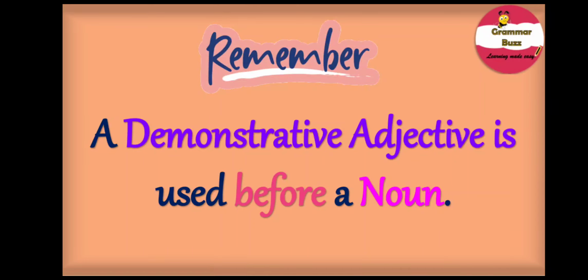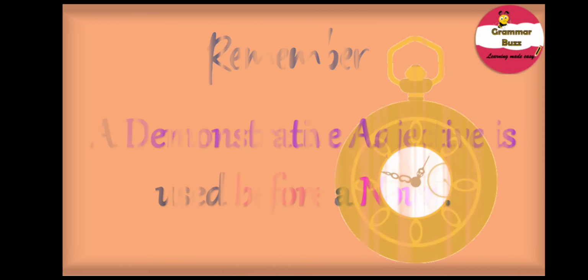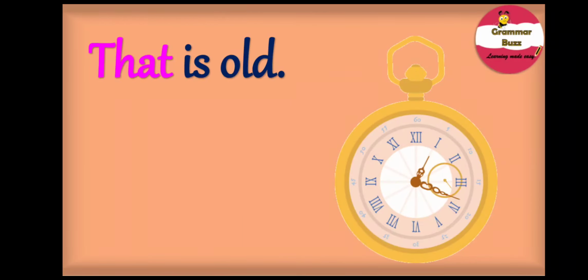So, what about a demonstrative pronoun? Well, what about it? Let's find out. And it's time for another example. Here we have the picture of a clock. And what does our sentence say? It says, "That is old." In this sentence, that is a demonstrative pronoun as it is replacing the noun clock.